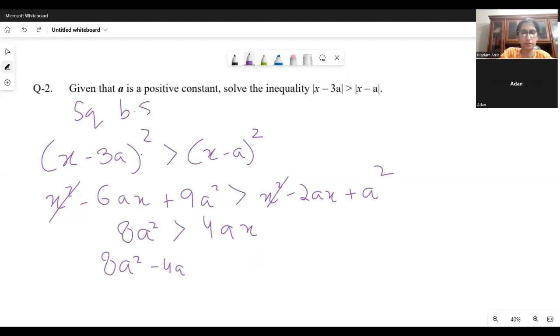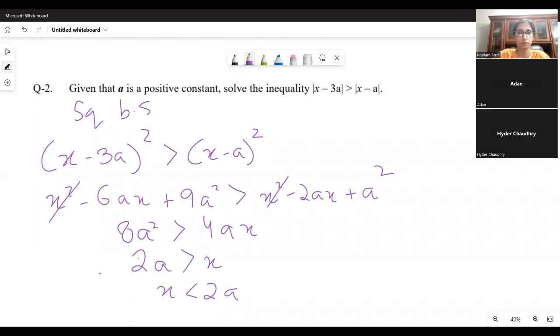Right, we can cancel a on both sides because we're trying to find the value of x. So a and a get cancelled and 4 also gets cancelled on both sides. So we have 2a greater than x. Yeah, x is less than 2a. This should be the answer for question 2. Yes, x is less than 2a.